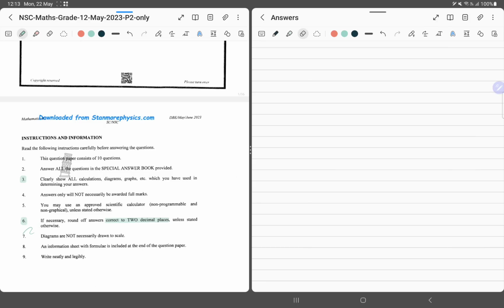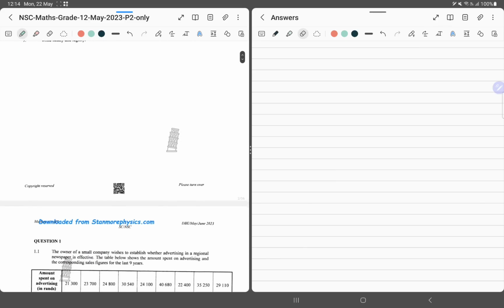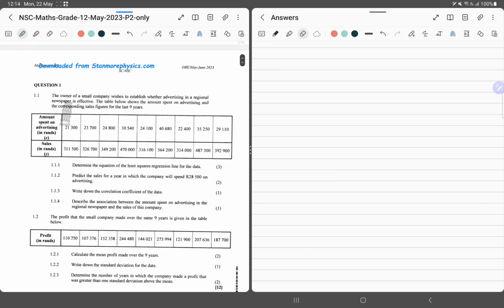The main thing to note also is that these diagrams are not drawn to scale. So don't try to read directly, but get the implication at least. And then of course you are given a formula sheet if you are in need of some formula that you've forgotten. Okay, let's not waste time. Let's get to question 1.